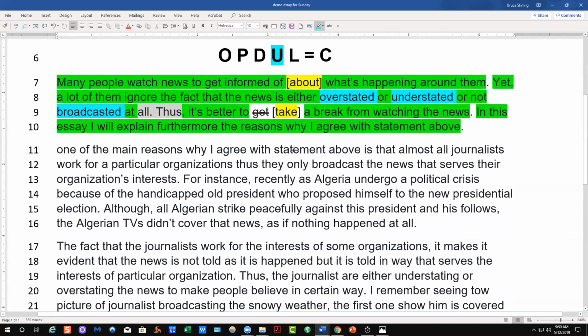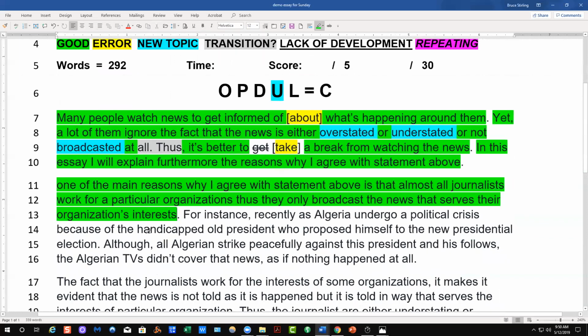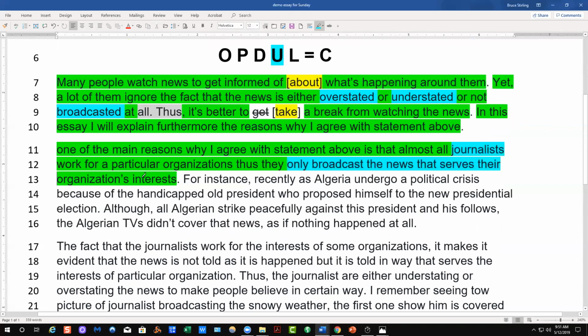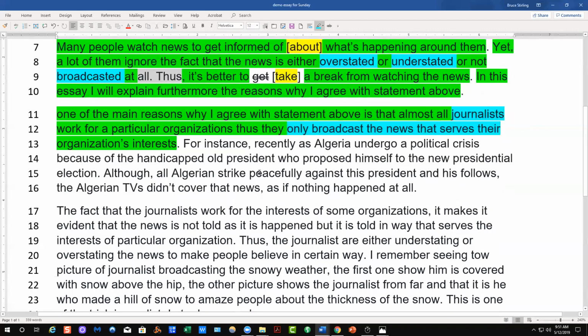One of the main reasons why I agree with the statement above is that almost all journalists work for particular organizations, thus they only broadcast the news that serves their organization's interests. Very well written. Okay, but it's not on topic, right? We're talking about how journalists work, how journalists operate, right? And they only broadcast the news that serves their purpose. Well, but what kind of news is that? Is that negative news or is that good news? What kind of news are they broadcasting? Okay, let's read on a bit.